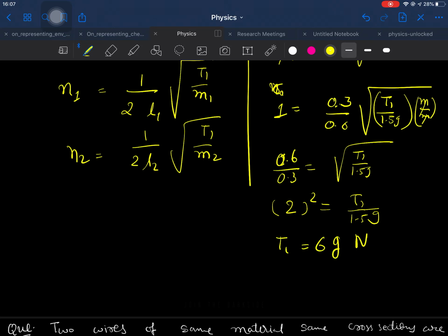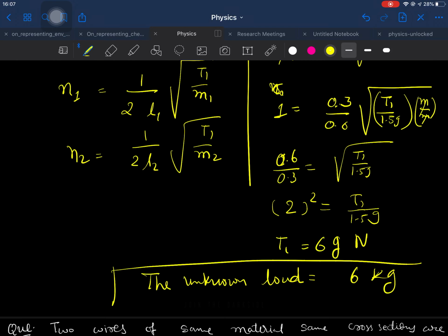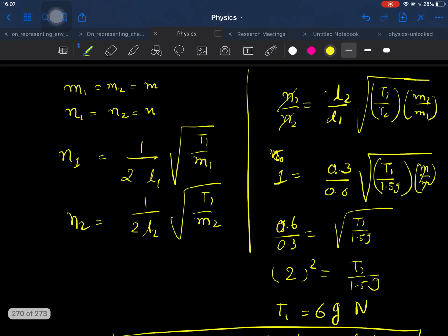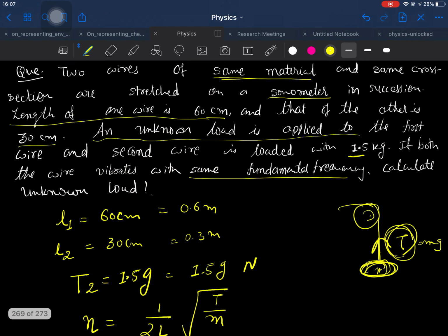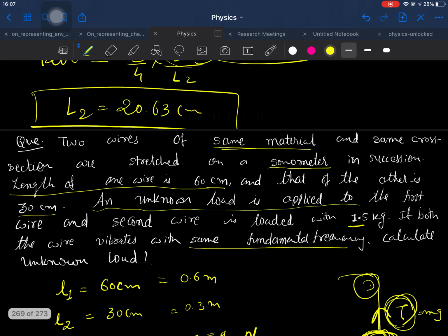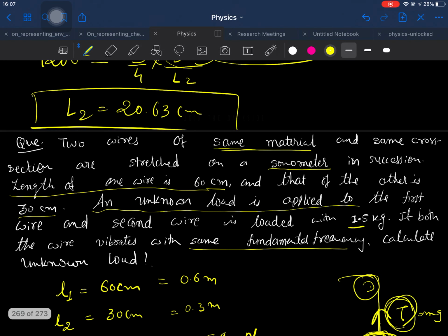So what is the mass connected? So the unknown load is equal to 6 kg. You can write in that format because they have given the information in that format. Okay, so I again repeat, please read properly exactly which mass is being talked about. Here he is talking about the load. So load means tension here. Just remember, in the sonometer case this happens. And when we talk about the same material and the same cross section, it is actually the same mass.